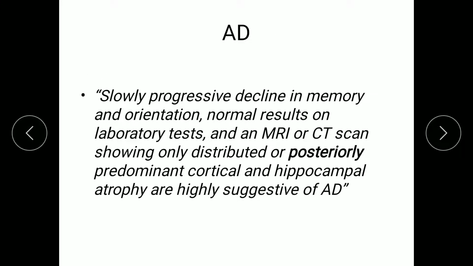Alzheimer's disease, this is what is given in Harrison. It is a slowly progressive decline in the memory and orientation. Normal results on laboratory tests and MRI and CT scan showing only diffuse or posteriorly predominant cortical and hippocampal atrophy are highly suggestive of Alzheimer's disease. So it is a disease affecting the posterior brain.